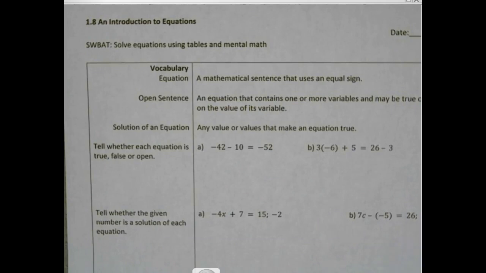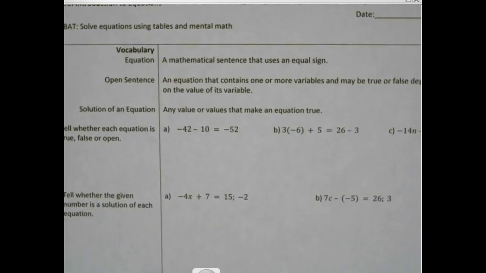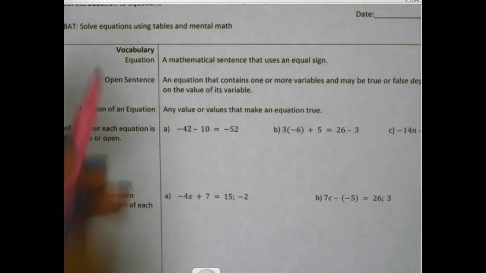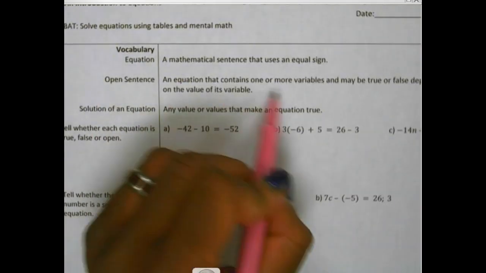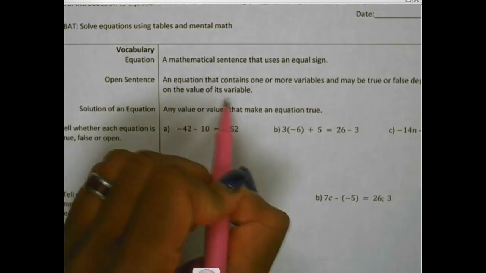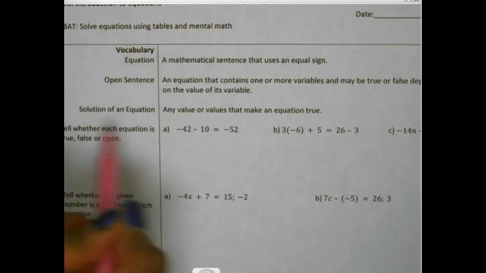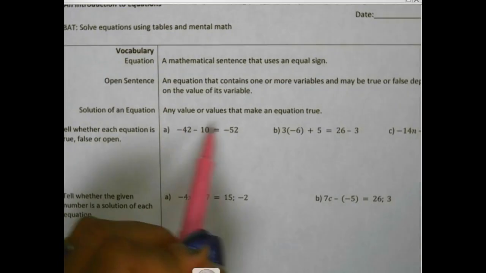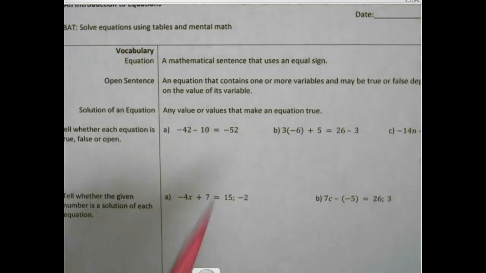So, an equation is a mathematical sentence that uses an equal sign. Makes sense. Equation, equal sign. Open sentence is an equation that contains one or more variables and may be true or false depending on the value of its variable. Solution of an equation is any value or values that make an equation true. So, step 1, tell whether each equation is true, false, or open.